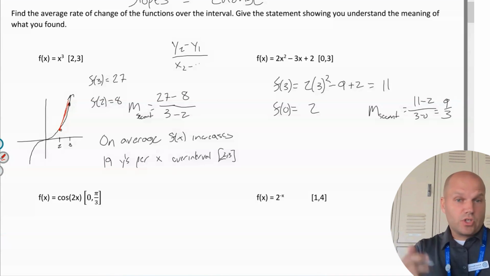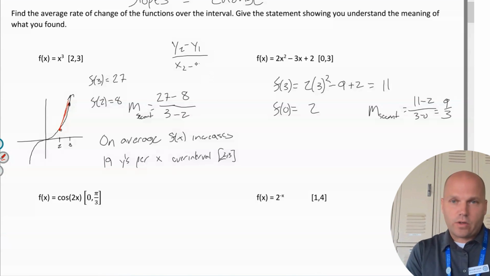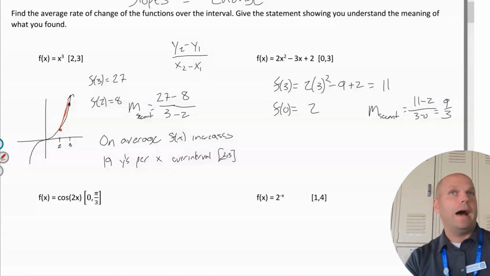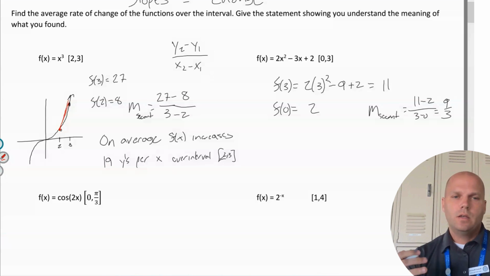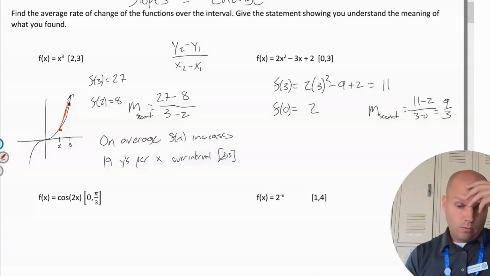Turns into 9/3, which is 3. Now, this tells us on average how quickly the function is changing. And if we understand how quickly a function is changing, we know a lot about the function. And this is why calculus is such an important subject. We are just analyzing how quickly something is changing. And by understanding that, we know a lot. So focusing on how quickly things are changing is what this class is about.